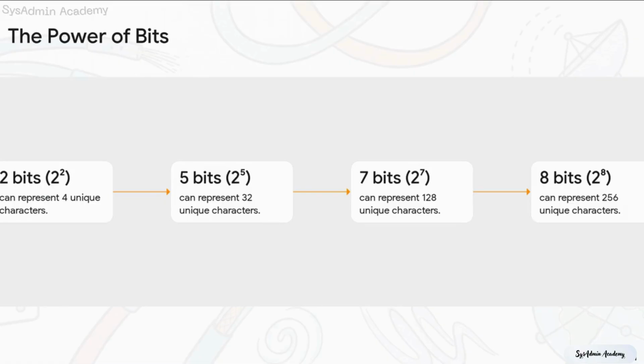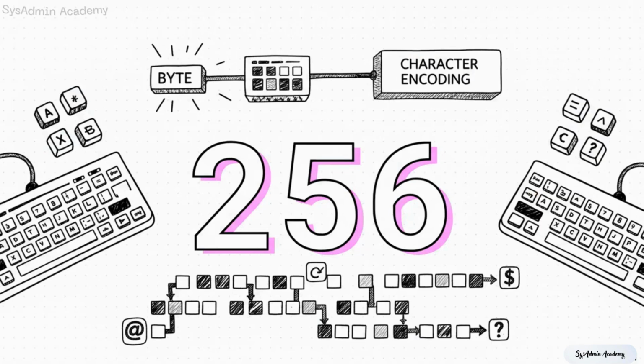A single bit, a 1 or a 0, is the smallest possible piece of information, but when you start grouping them together, you unlock some serious power. And look at this pattern. Every single time you add just one more bit, you double the number of things you can represent. That exponential growth is what lets us represent everything from the letter A to an entire movie in just ones and zeros. And that brings us to this magic number, 256.